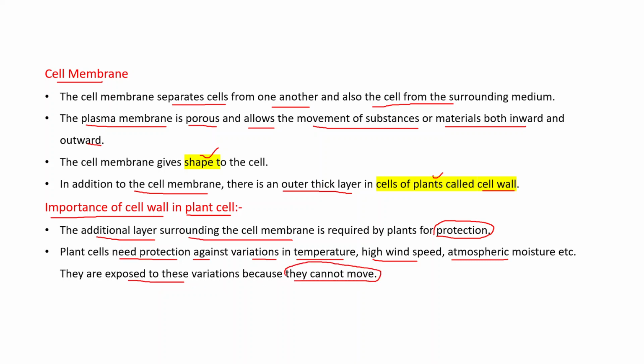Now again, compare with the animals. Animals can move from one place to another place. That's why they can protect themselves from these variations of temperature or high wind speed. But plants cannot move. That's why this cell wall is required in the plant cell.